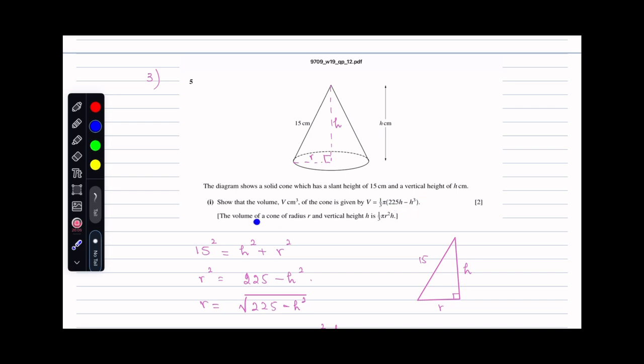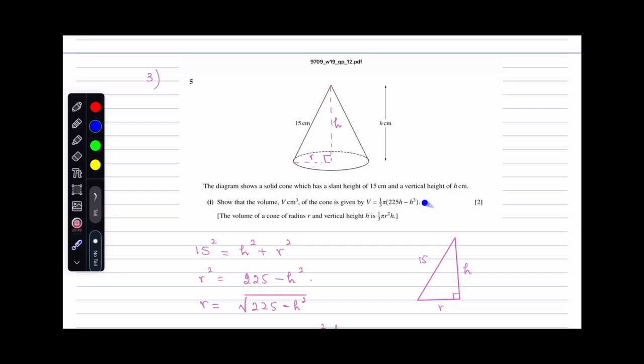And also they have given us the volume of the cone with radius r and the vertical height h as 1 by 3 pi r square h. So I will be using Pythagoras theorem here. I have this right angled triangle. I have this vertical height h, the base, which is the radius, and then the slant or the hypotenuse, which is 15. Applying the Pythagoras theorem, 15 square equals the perpendicular square, which in this case is h square, plus the base square, which is plus r square here.